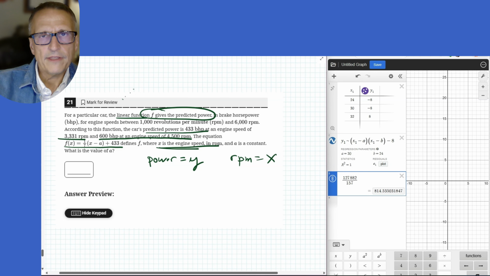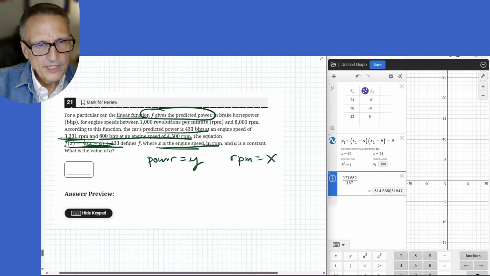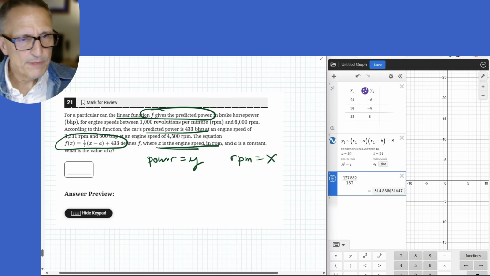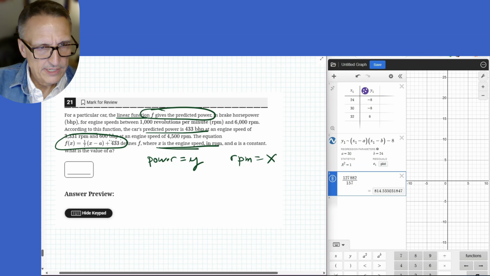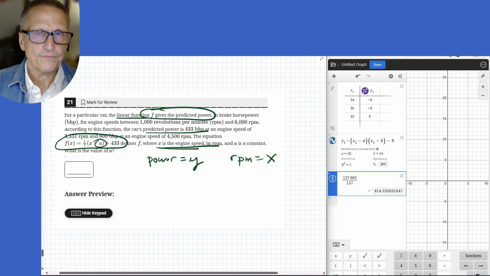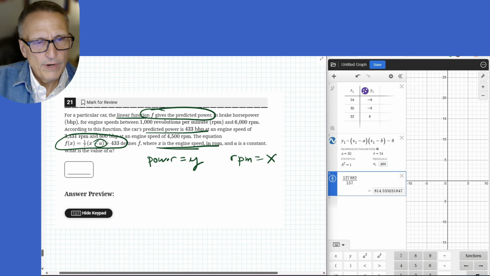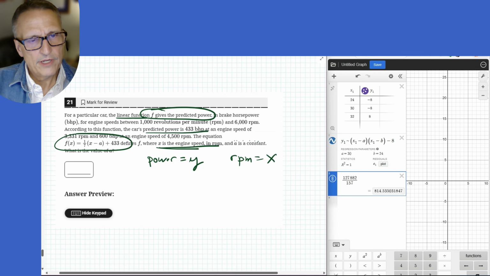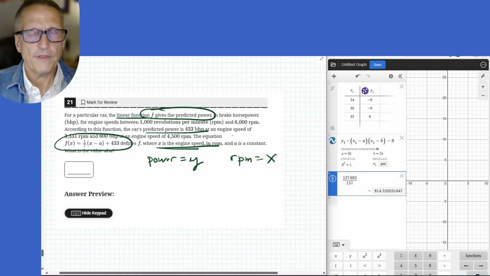Now, the interesting thing about this problem is the equation that they gave us only is missing one part, and it's this x minus a right here. And here's the key to this problem to get it very quickly, is you need to recognize that that right there is a modified version of the point slope form of an equation.